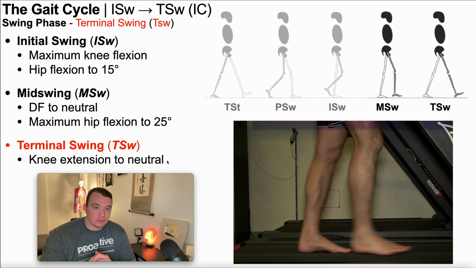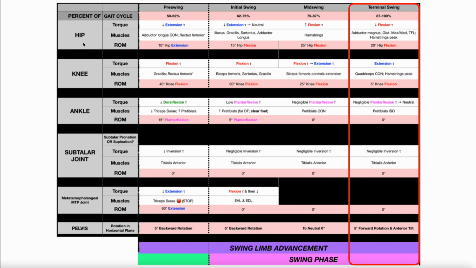Okay. Now, in terminal swing for both the hip and the knee, it's useful to think about what comes next to understand why certain muscles contract. What's coming after terminal swing? Well, technically the gait cycle is complete, but we're going to start another cycle, and that's going to be initial contact, where the heel is going to strike the ground. Okay, so we're preparing for that during terminal swing.